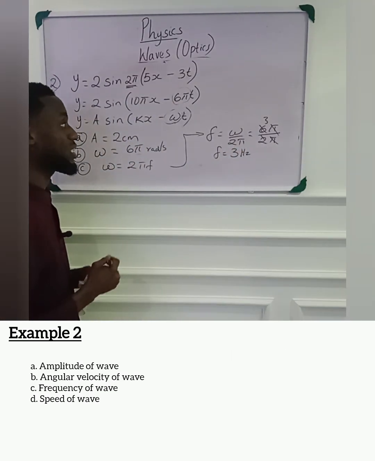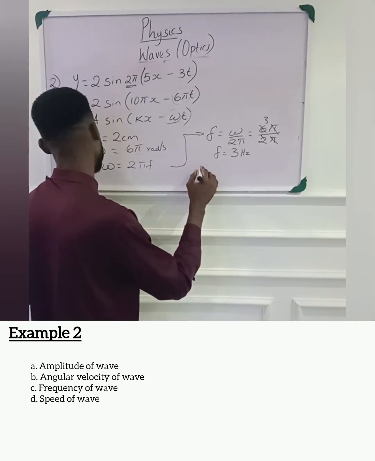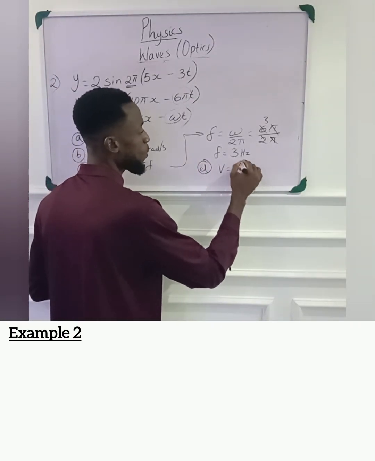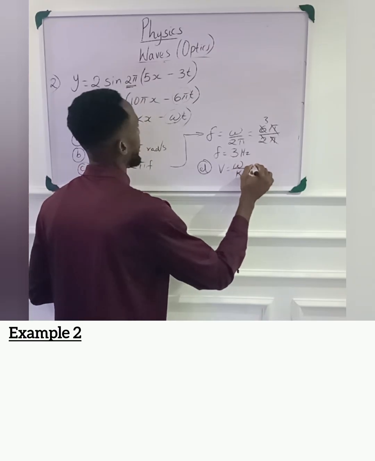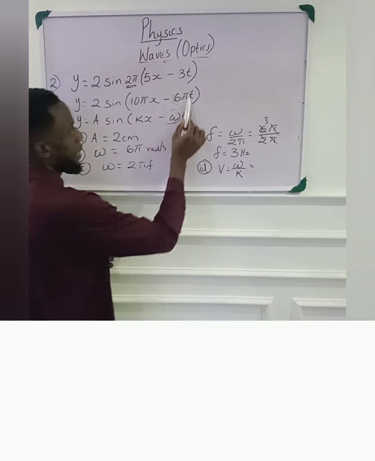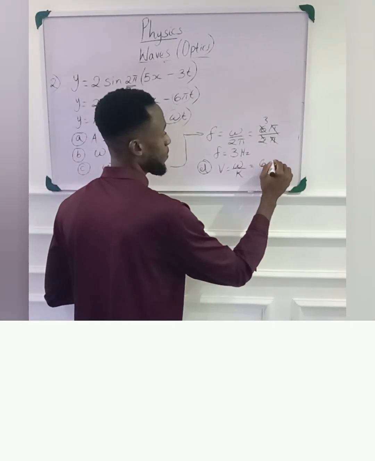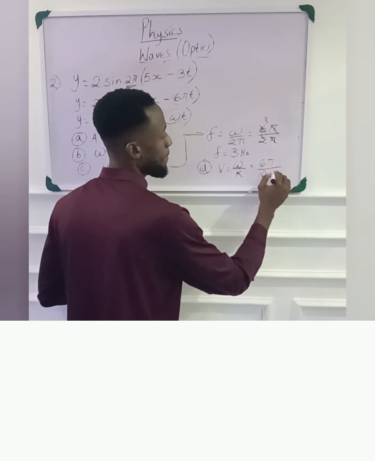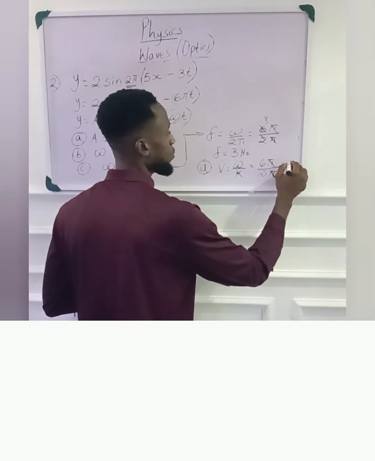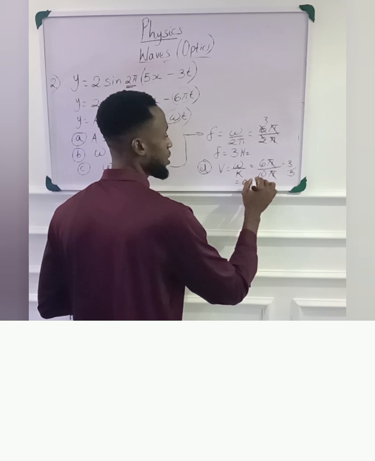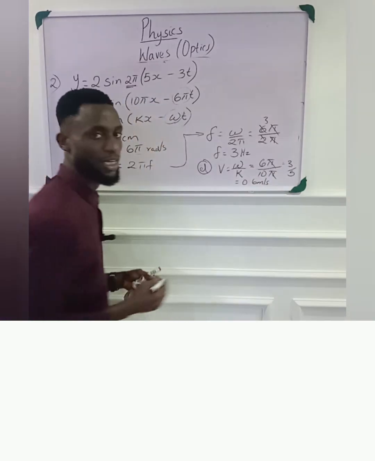And then last but not the least is the speed once more. So to find the speed of the wave, I've told you just do omega divided by k. So the omega is 6 pi and the k is 10 pi. So that gives us 3/5 or 0.6 meters per second.